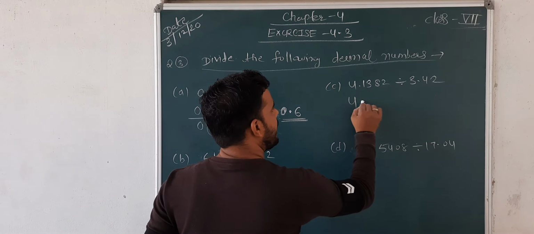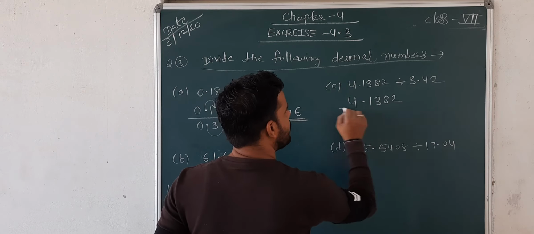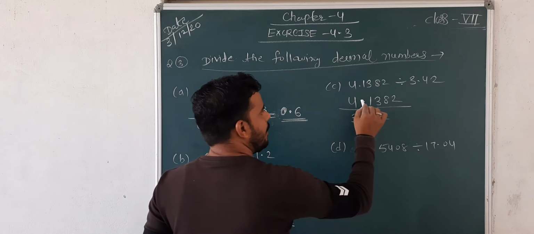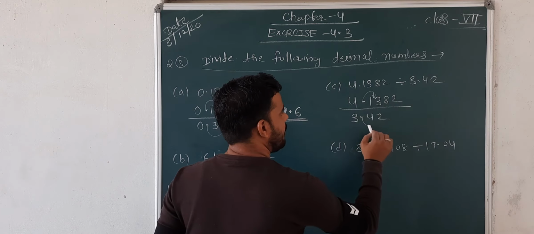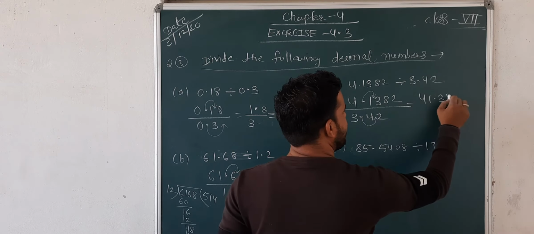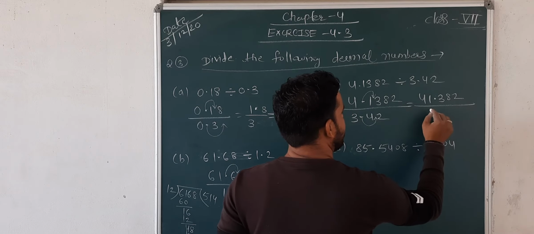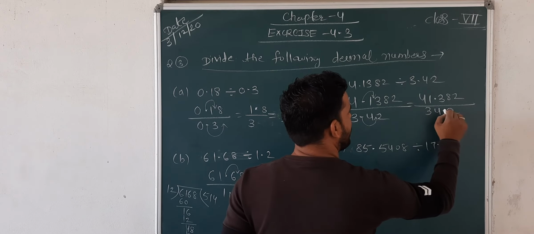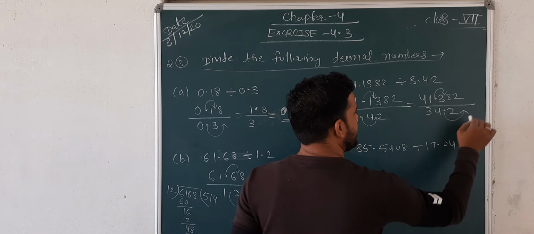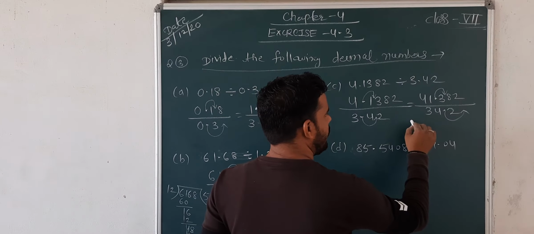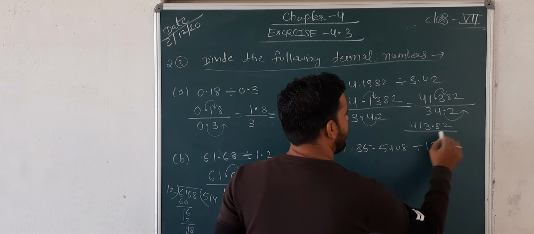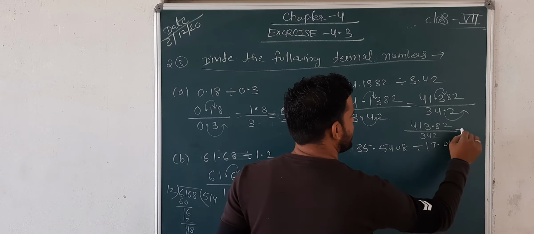4.1382 divided by 3.42. Just see, one place here, one place here. Okay, so afterwards 41.382 and 34.2, again one place here, one place here. So the last answer is 413.82 upon 342. So this is your homework.